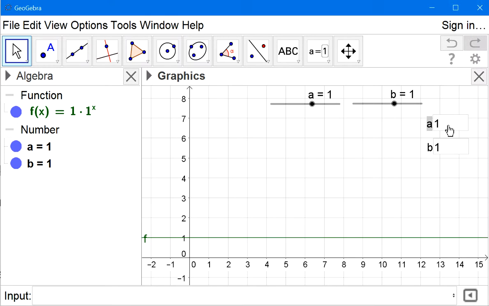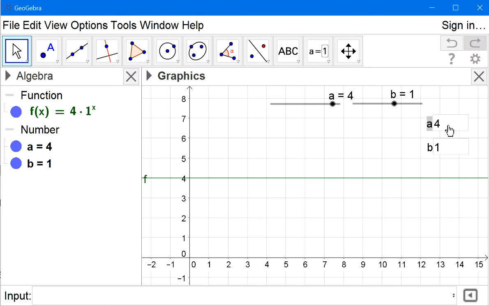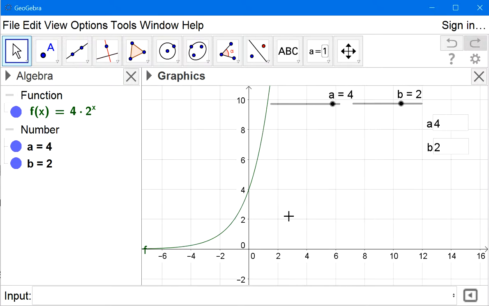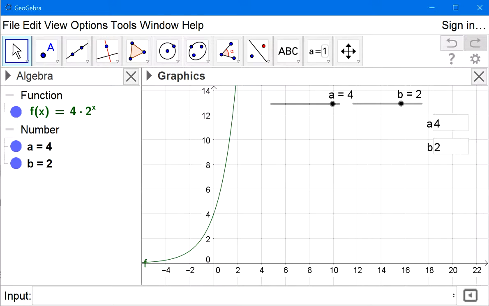I can come in here and say I want it to start at a value of 4, and I can also say that every single time x increases by 1, I want it to double in size. So as soon as I do that, you can see I've got this function that's showing this growth, and I can zoom out to see it a bit more. The function right here is f of x, or y, equals 4 times 2 to the x power.